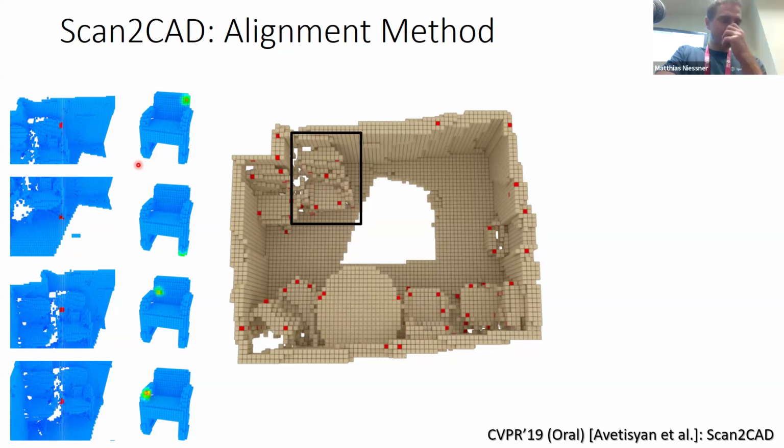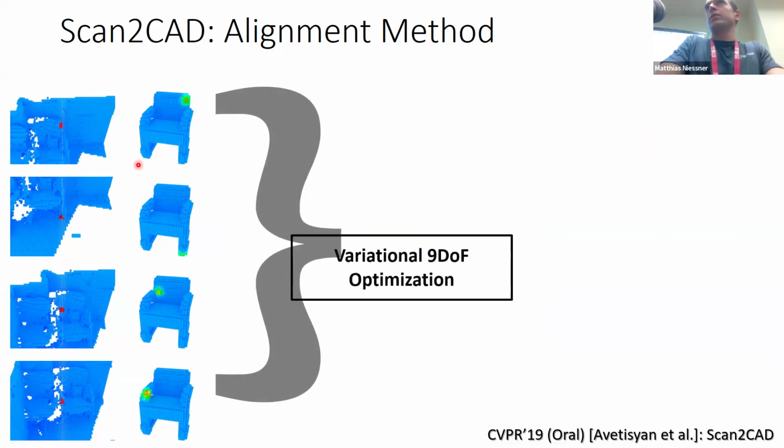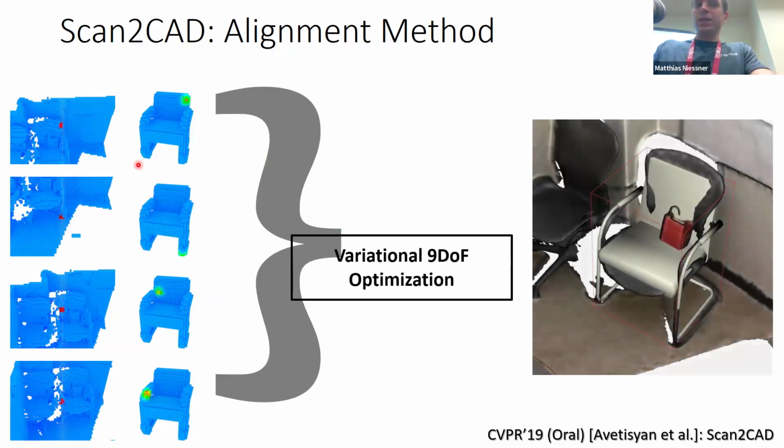And then at test time, you get these key points, and then you run an optimization on top of it. In this case, we're optimizing for rotation, translation, and scale. And then we can align the object. So assuming the network makes reasonable predictions here, you can then optimize the alignment respectively.